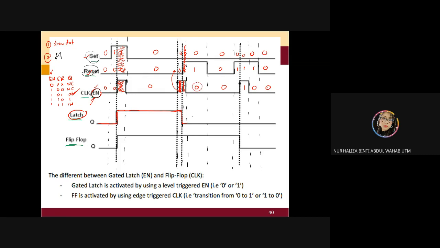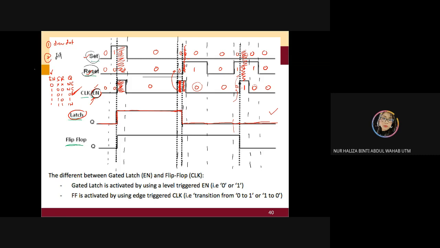You can see your EN is 0, which is no change. Stop here, you check your EN, it is 0, no change. Stop here and check your EN, it is 0, no change. Now your EN is 1, so you need to look at your inputs S and R. S and R at this part is 0, 1. 0, 1 is 0, so you remain 0. Stop here, your EN is 0, no change. So this is your answer for your latch.